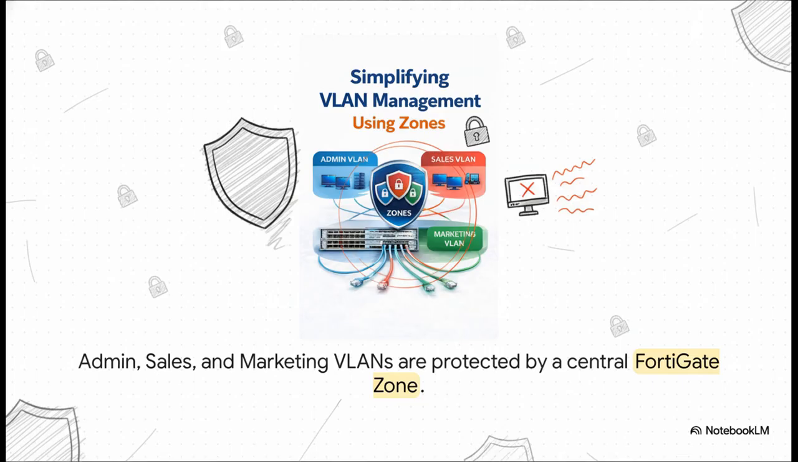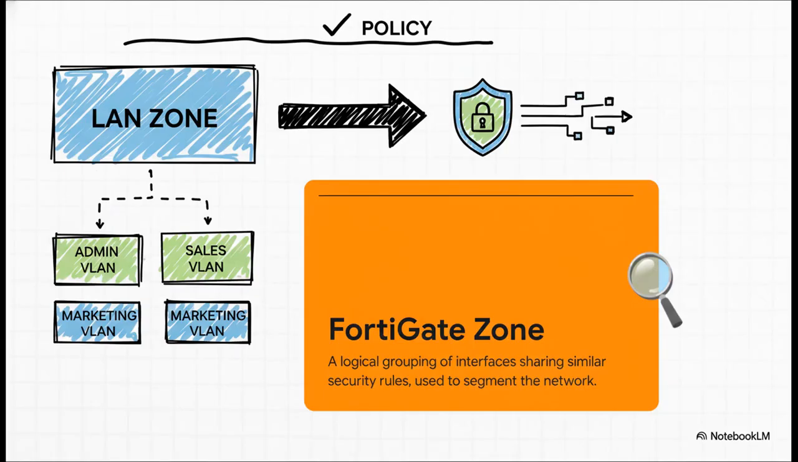No way. Instead, we're creating separate virtual LANs, or VLANs, for each department: admin, sales, marketing. What this does right away is it contains any potential problems. So if a machine in marketing gets compromised, it can't just hop over and start sniffing around the sensitive servers in the admin network.